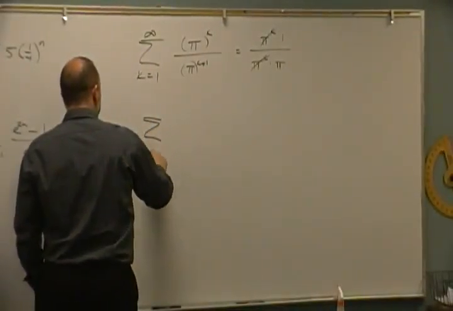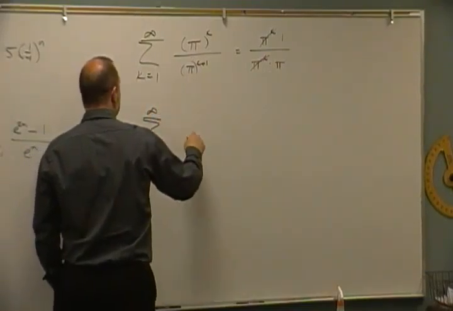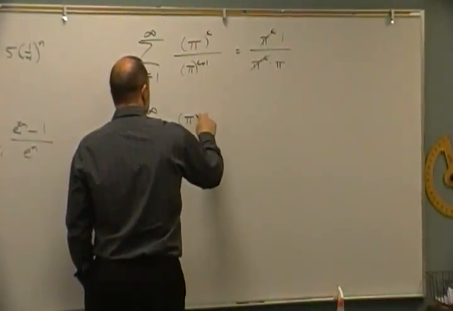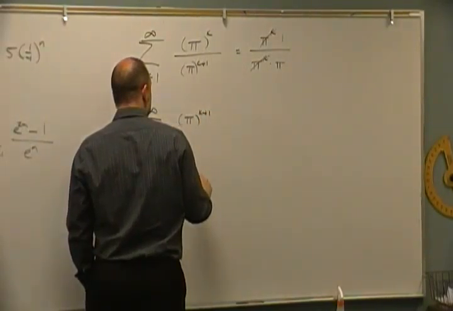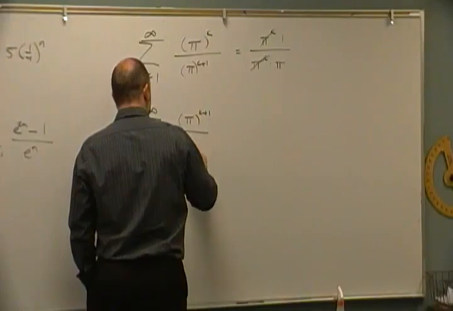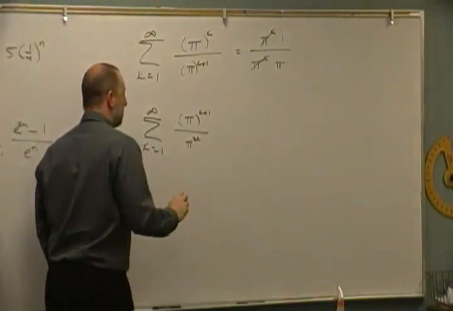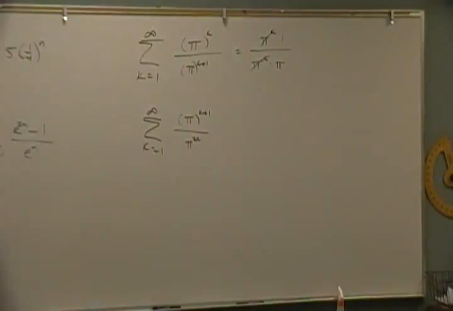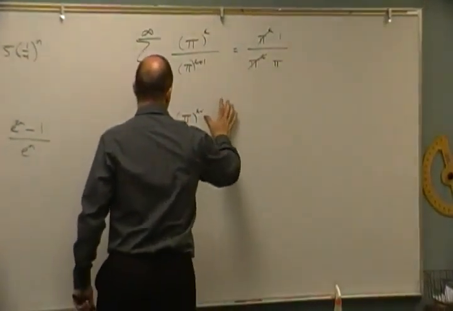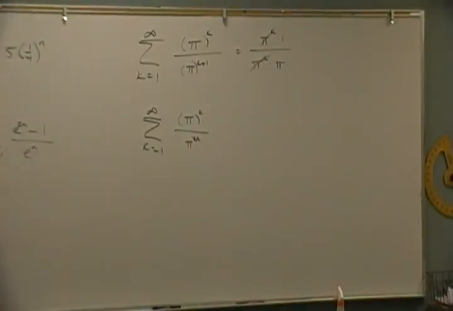What is the sum from k equals 1 to infinity of pi to the k plus 1 over pi to the 2k? Oh, I'll just make it easier. How about if I just do this? We'll start that way. Converge or diverge? Okay, Baba says it might converge. Why do you say it might converge?